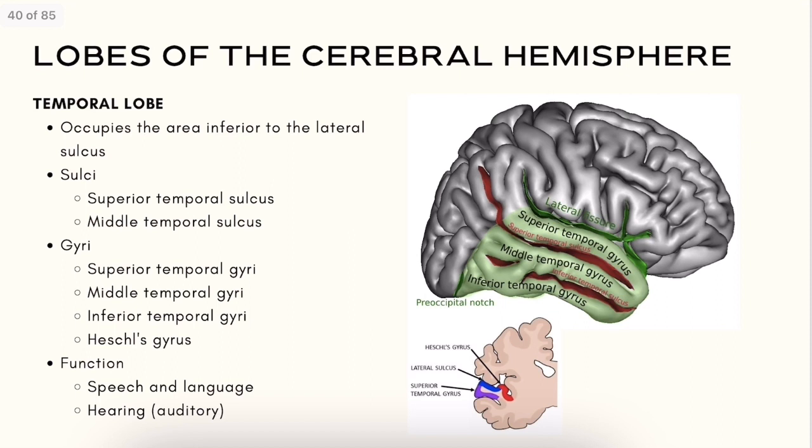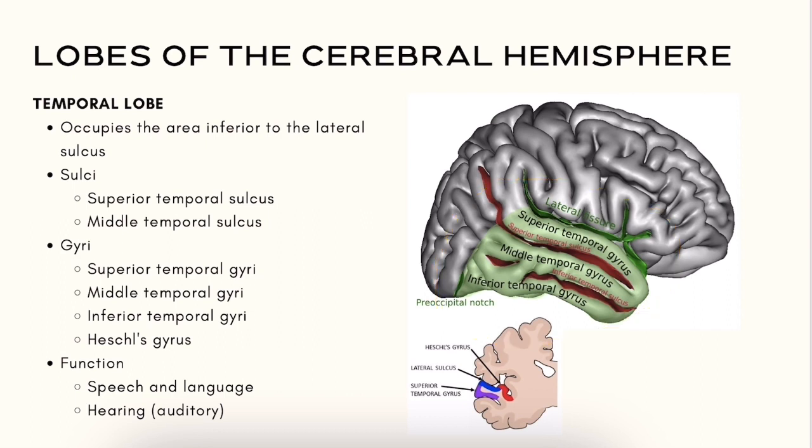Alright, now let's move forward with our temporal lobe. The temporal lobe occupies the area inferior to the lateral sulcus. So this highlighted area right here, that is your temporal lobe.